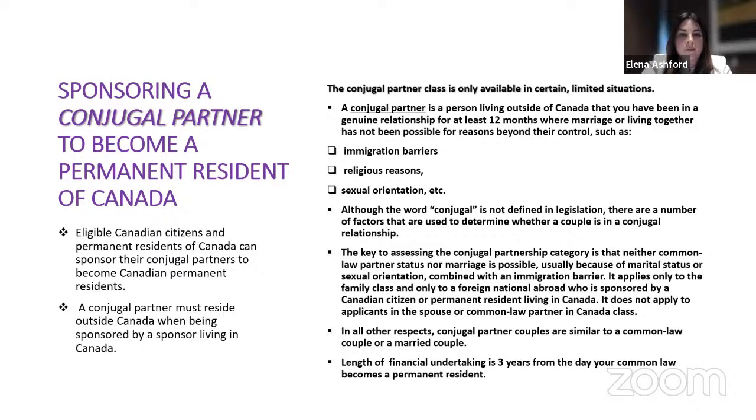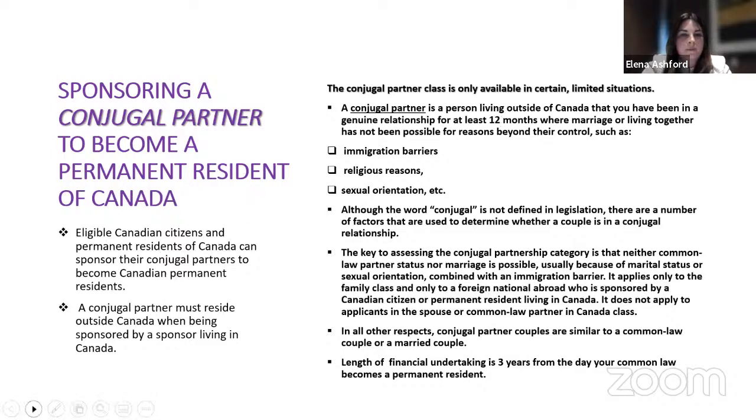Okay, I will read. I think there's a follow-up question with respect to the ban to sponsor when you were sponsored yourself. So it is 5 years from the date of someone becoming a permanent resident, not submission of application, if that makes sense.